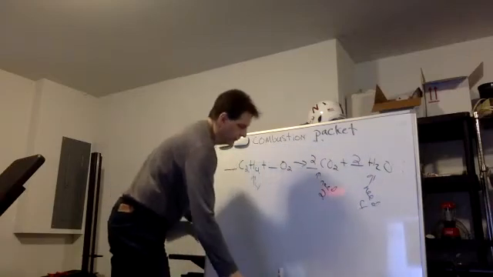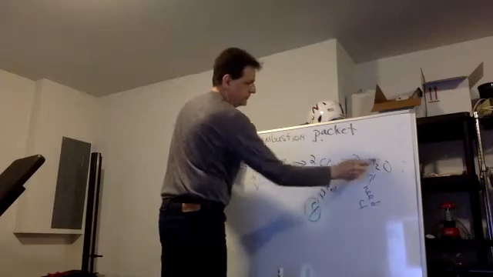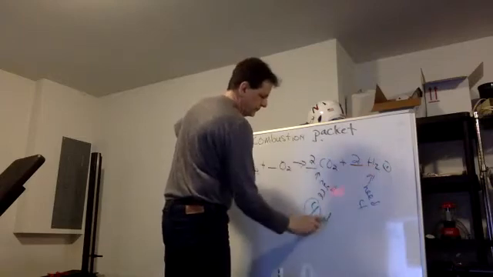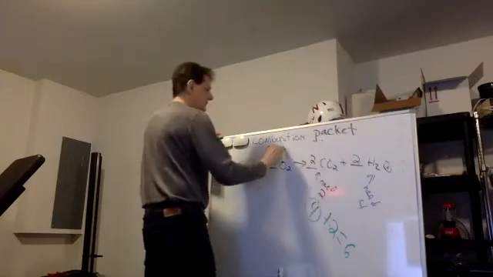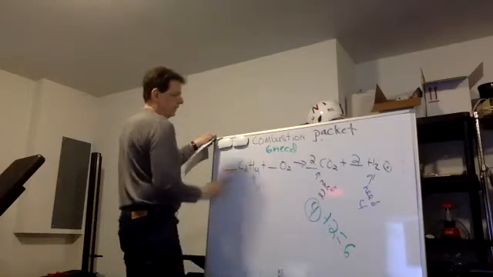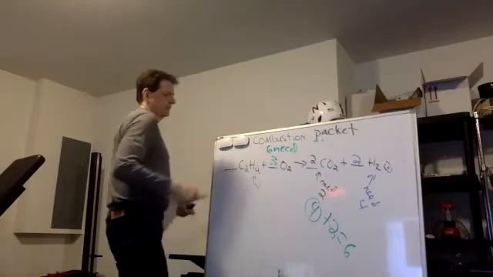Then you count your O's. 2 times 2, 4 there. 2 times 1 here is 2. 4 plus 2 is 6. So your need here is 6. Nothing in the hole, 2 goes into 6 3 times, and 3 times 2 gets you 6, and that one's done.